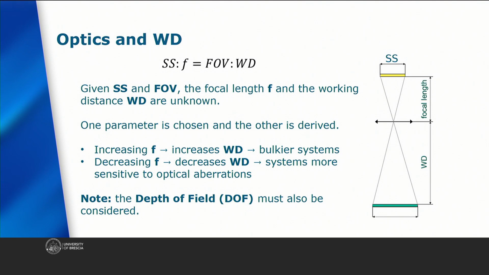To do this, I need to keep in mind that the greater the focal length, the greater the object distance. This leads to bulkier systems. The shorter the focal length, the shorter the object distance, and this results in systems that are more affected by optical aberrations, even though they are more compact. Keep in mind that I'll also need to consider the depth of field, which, as we've seen, is related both to the focal length and to the distance of the object to be measured.